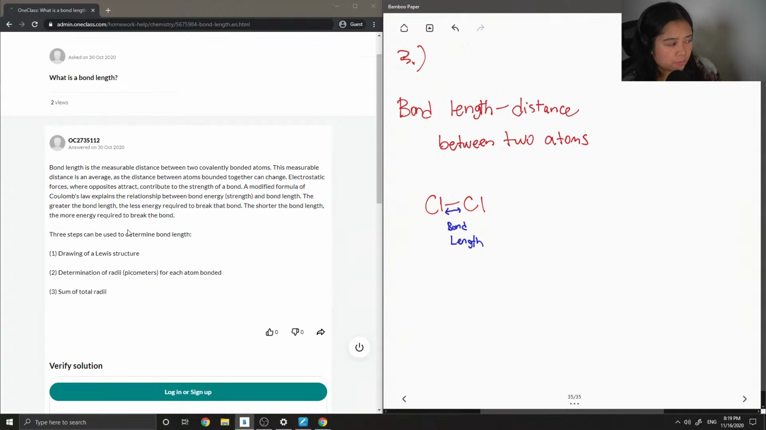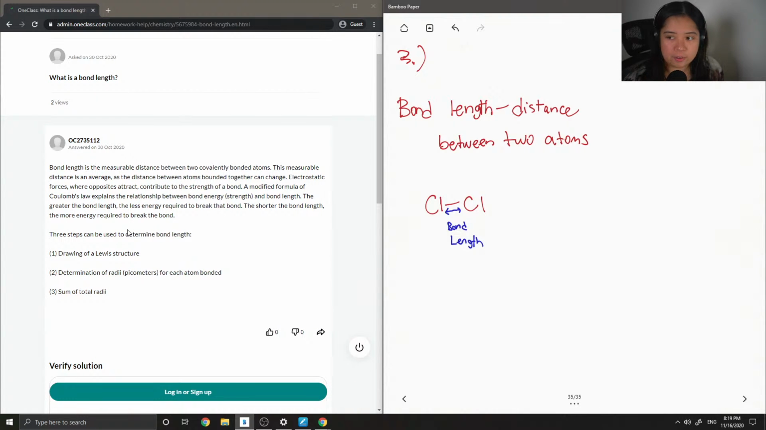Bond length is the measurable distance between two covalently bonded atoms. This measurable distance is an average, as the distance between atoms bonded together can change. Electrostatic forces, where opposites attract, contribute to the strength of a bond. A modified formula of Coulomb's law explains the relationship between bond energy, which is the strength, and bond length. The greater the bond length, the less energy required to break that bond. The shorter the bond length, the more energy required to break the bond.